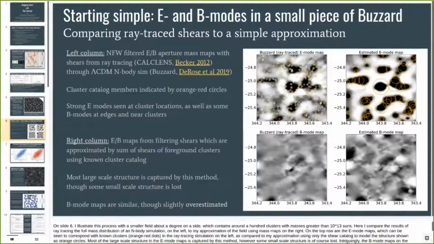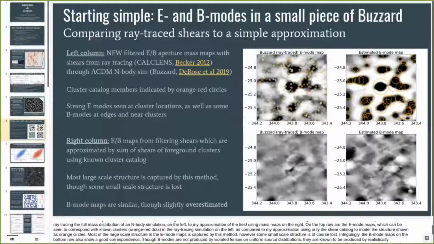On slide 6, I illustrate this process with a smaller field about a degree on a side, which contains around 100 clusters with masses greater than 10 to the 13 suns. Here, I compare the results of ray tracing the full mass distribution of an N-body simulation on the left to my approximation of the field using mass maps on the right. Most of the large-scale structure in the E-mode maps is captured by this method. However, some small-scale structure is of course lost.